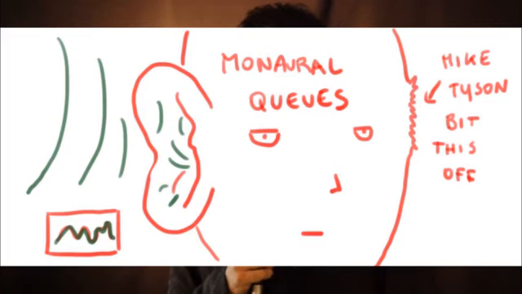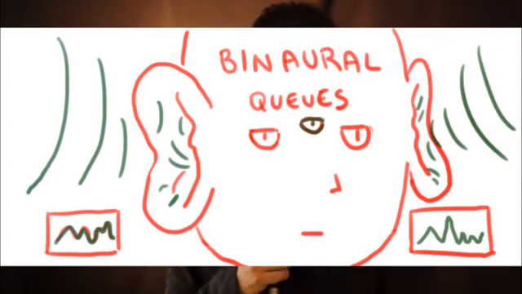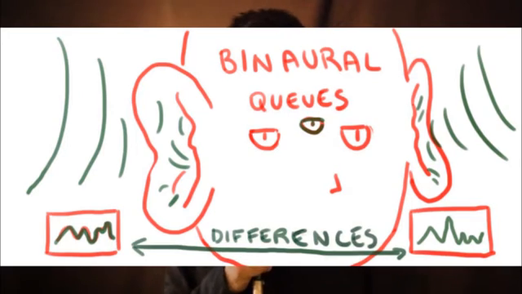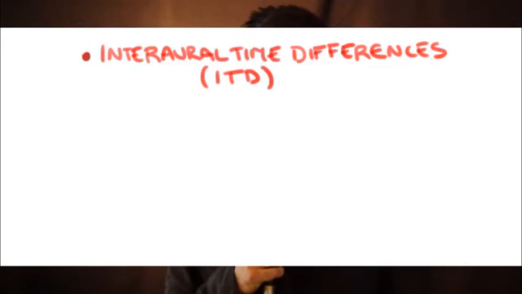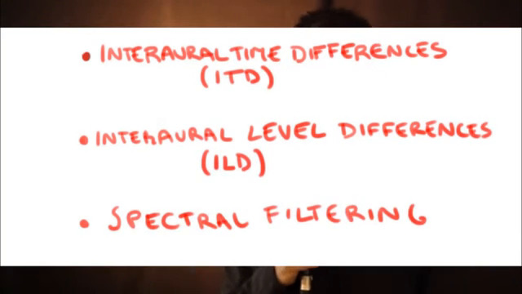Now, humans estimate sound location by taking cues from one ear, defined as monaural cues, and by comparing cues received at both ears, defined as binaural cues. Of these cues, there are interaural time differences, interaural level differences, and spectral filtering.